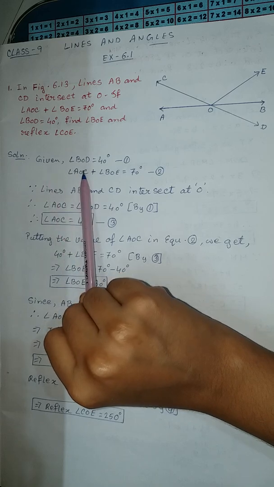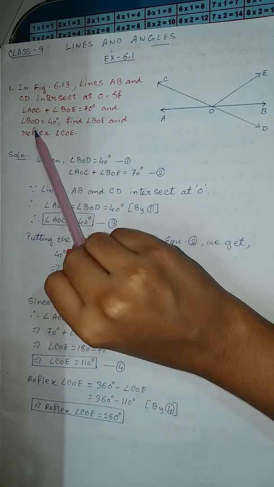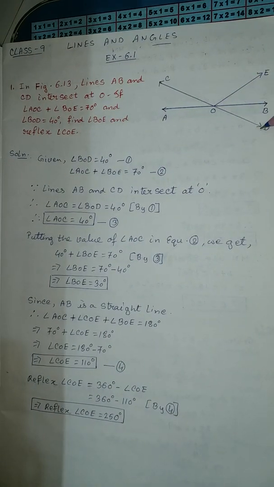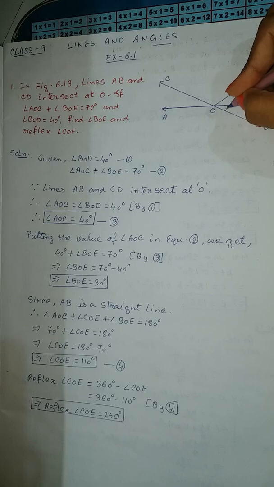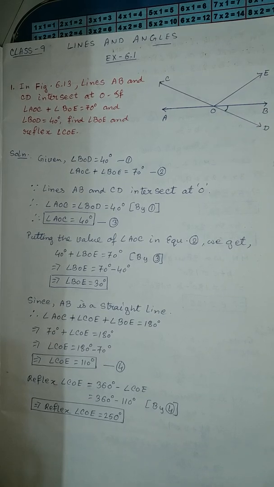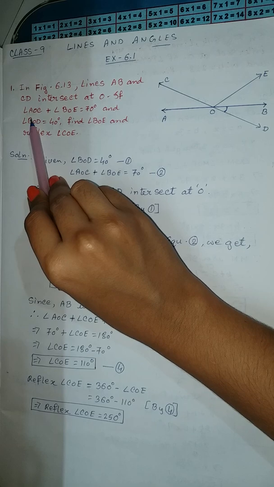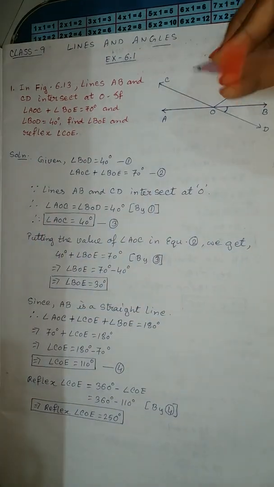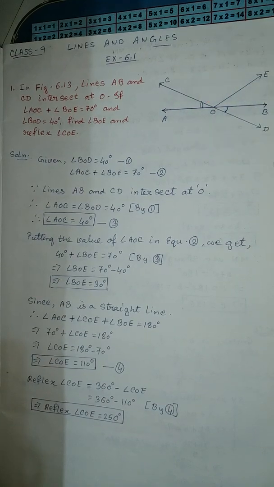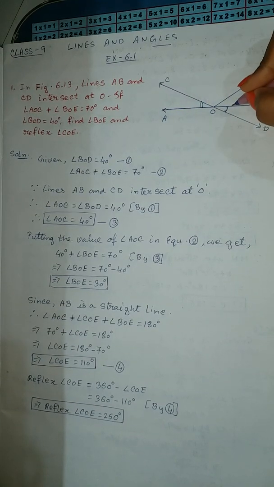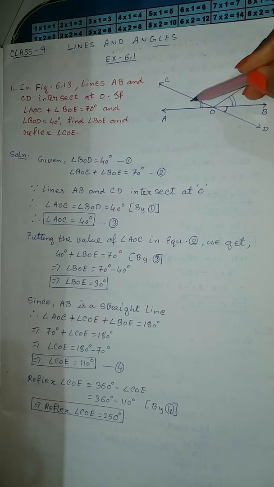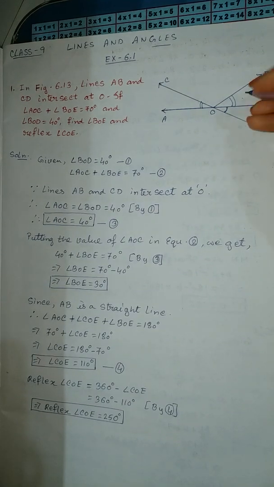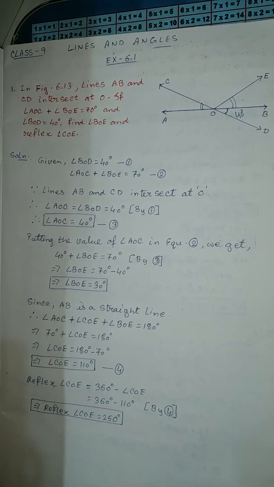So it is given right here that angle BOD is 40 degree. Okay, and the sum of angle AOC and BOE is 70 degree. So angle AOC would be this angle and angle BOE would be this angle. That means the sum of these two angles is 70 degree and angle BOD would be 40 degree.